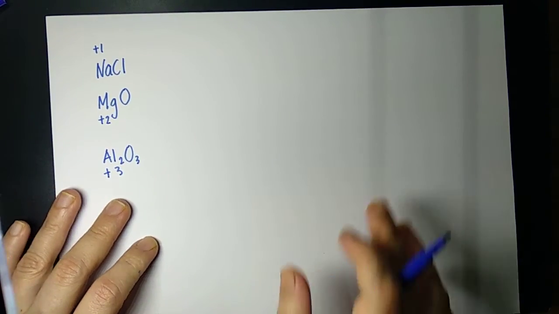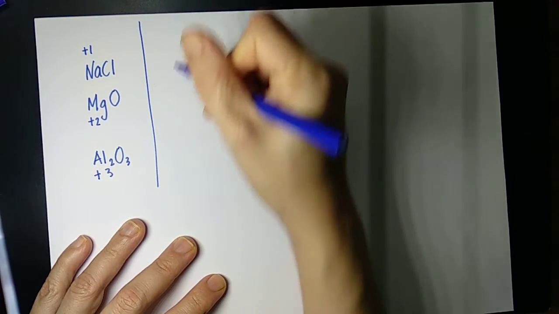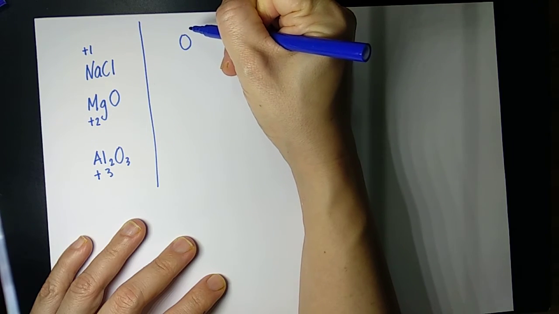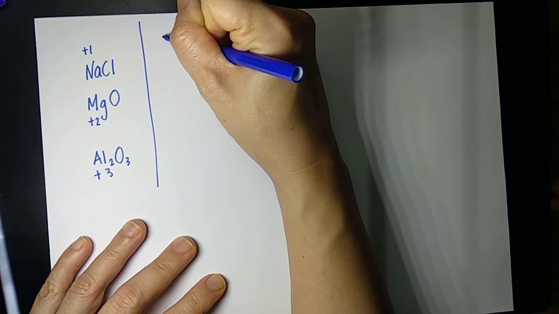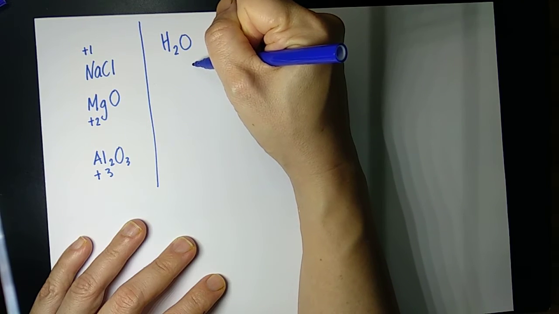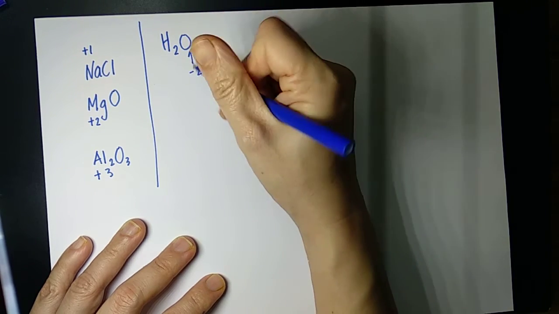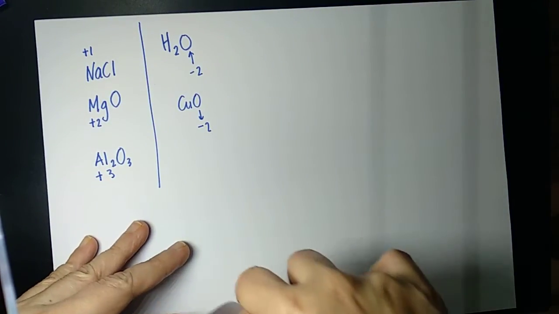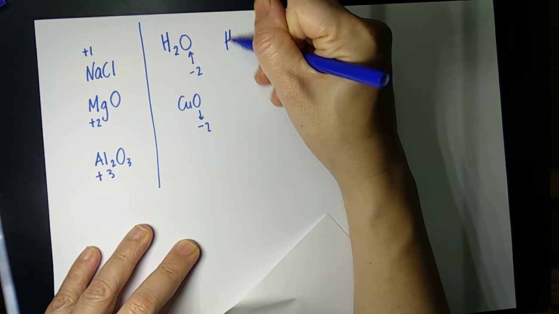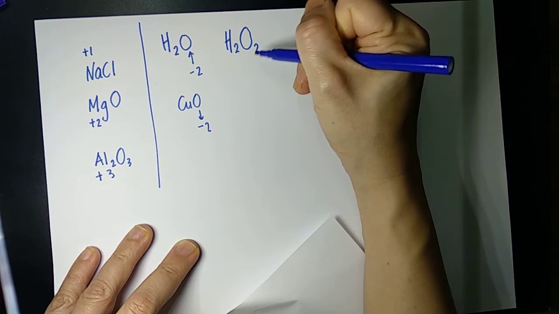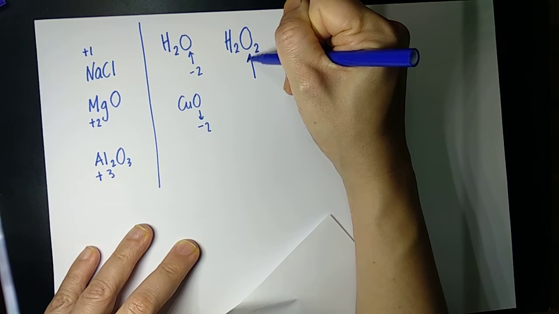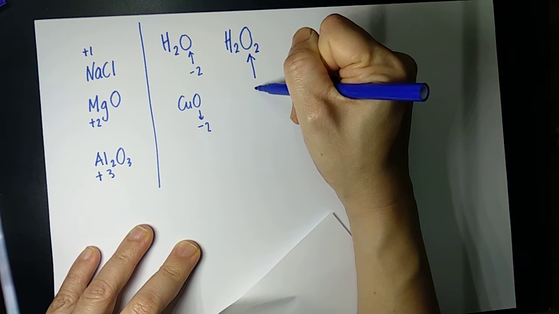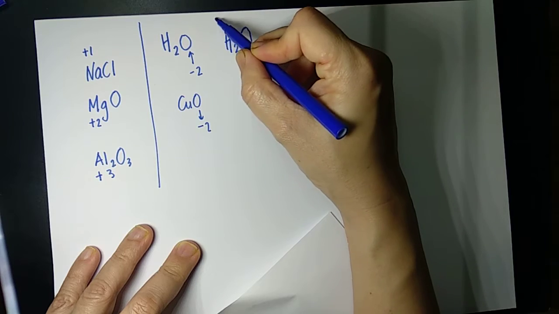Now, the oxidation state of oxygen in a compound is always negative 2. For example, in H2O, oxygen is negative 2. In CuO, oxygen is negative 2. In any compound, oxygen always has the oxidation state of negative 2. The only exception is in hydrogen peroxide. In hydrogen peroxide, oxygen has an oxidation state of negative 1. This is the only exception.